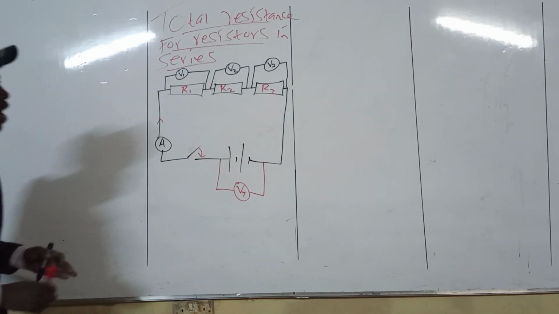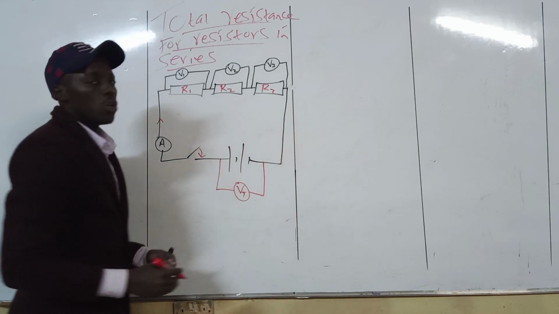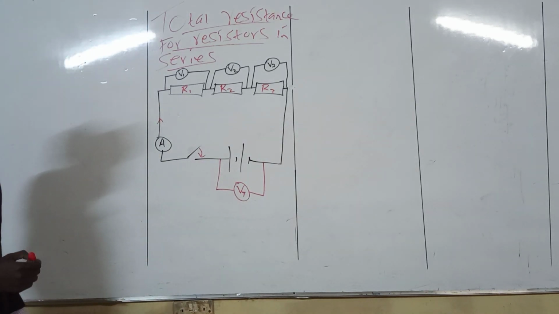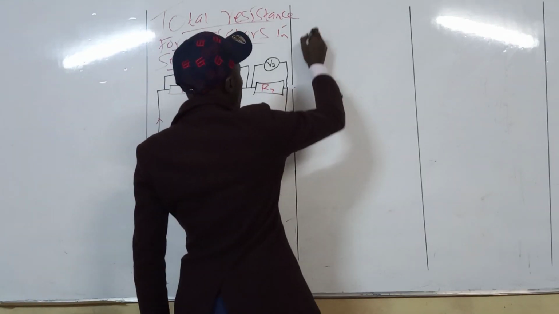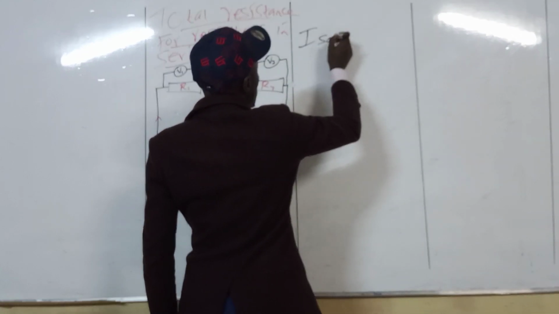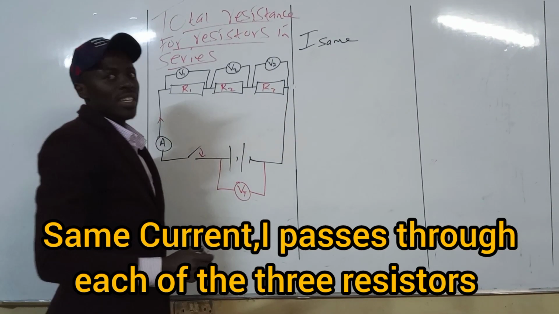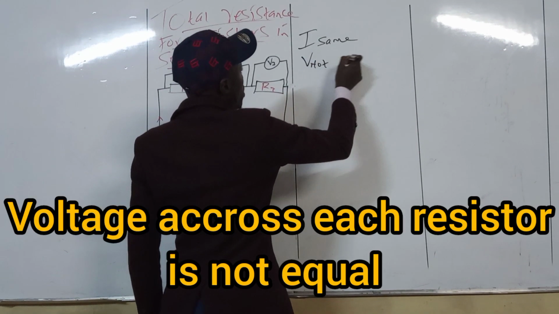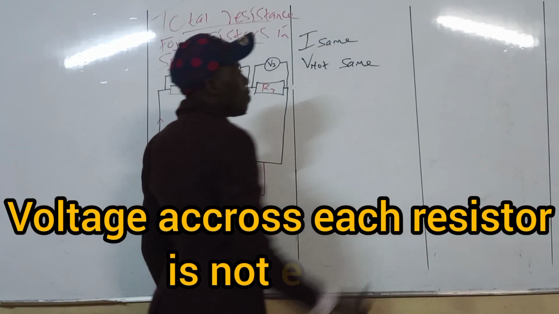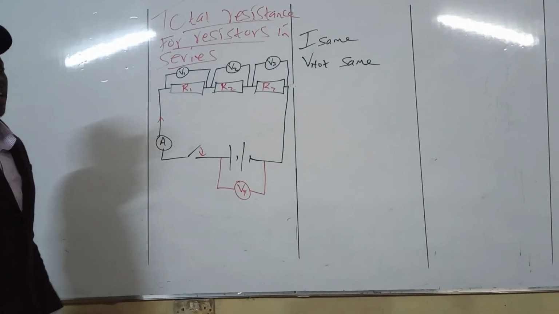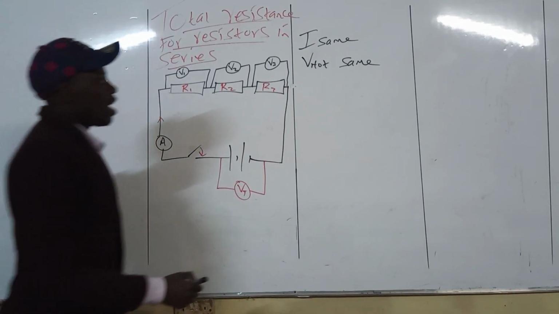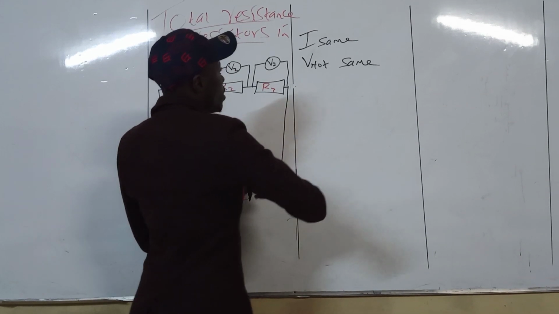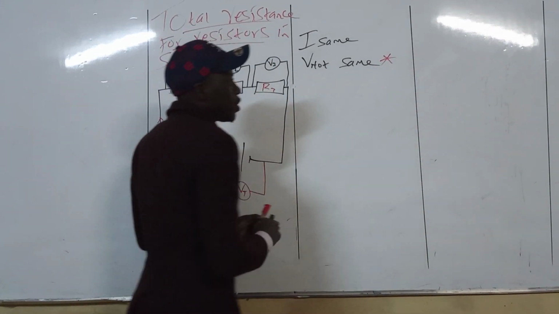So from here, we are going to form an equation of what is not equal. It's important to note that we are saying current is the same through all the resistors, and that means voltage is not the same. If current is the same, voltage is not the same. And we form the equation of what is not the same.